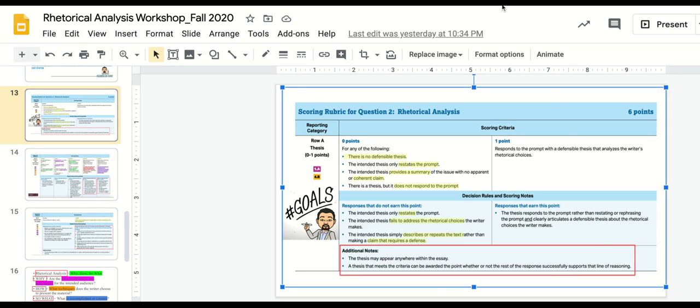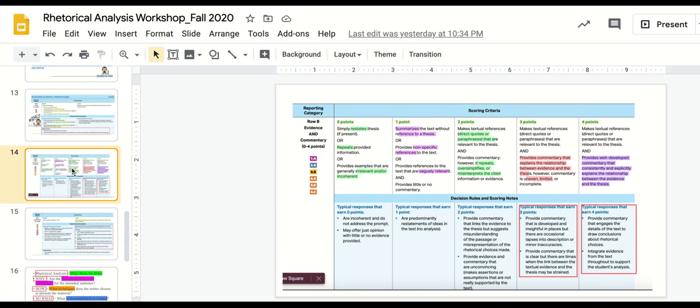So typically, I always like to introduce the thesis towards the end of the introductory paragraph, between the transition of the introductory paragraph and the first body paragraph. You want your AP scoring panel, those readers, to be able to quickly identify that defensible thesis so you can get that point immediately. Okay, so that covers row A for thesis.